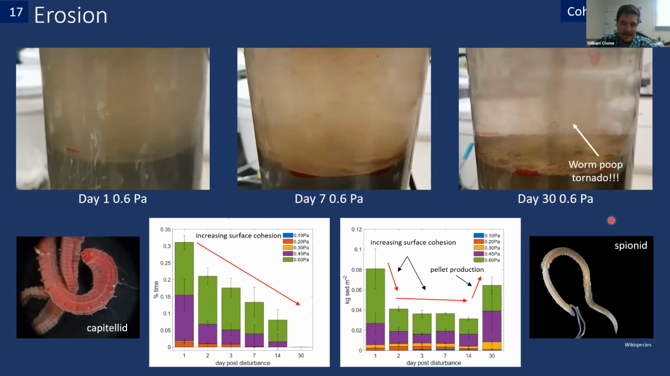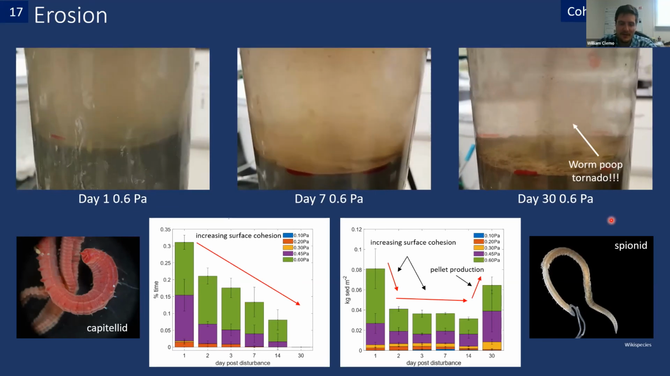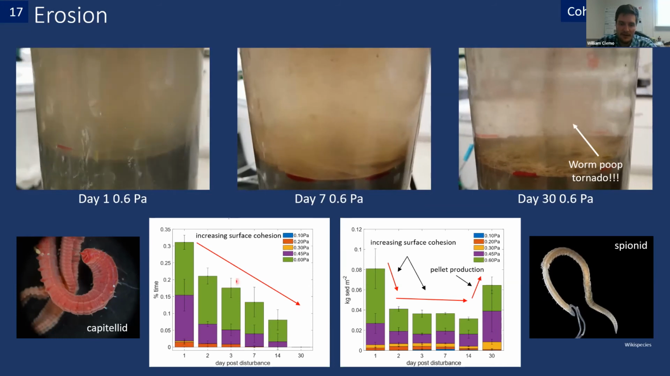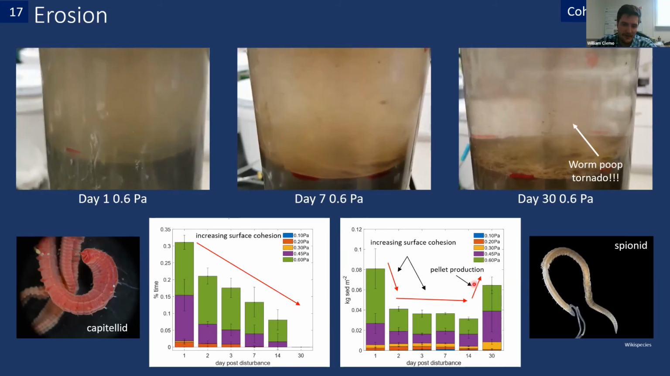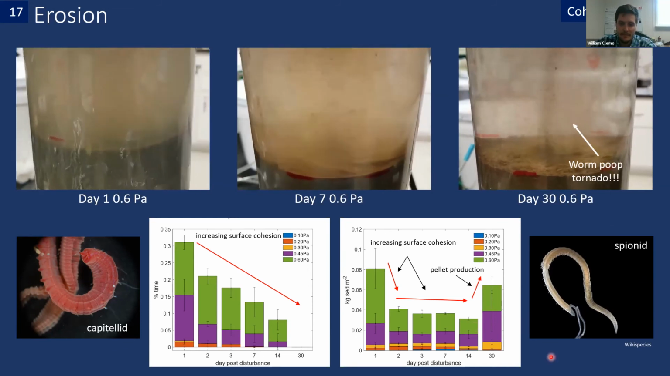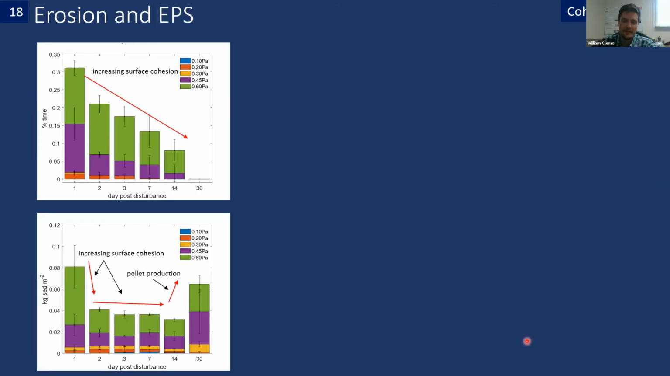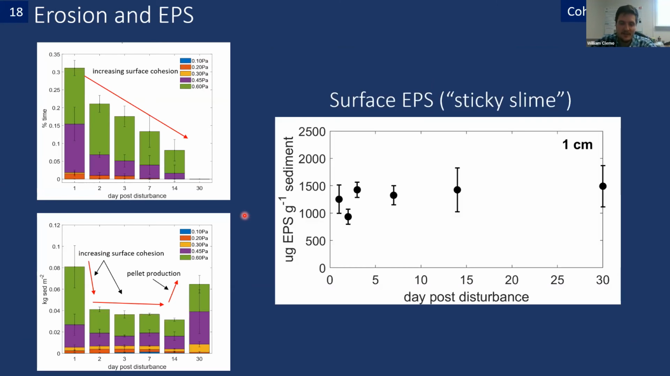So combined, these data suggest that there was increasing overall surface cohesion, but increasing pellet production by worms at later time points. Given this apparent increase in surface cohesion based on reduced turbidity and reduced eroded mass until day 30, we would expect this to primarily come from increasing EPS slime stabilizing the sediment. Instead, we see that EPS concentration over time in the top centimeter of the sediment was highly variable, and there really wasn't much change at all over time.